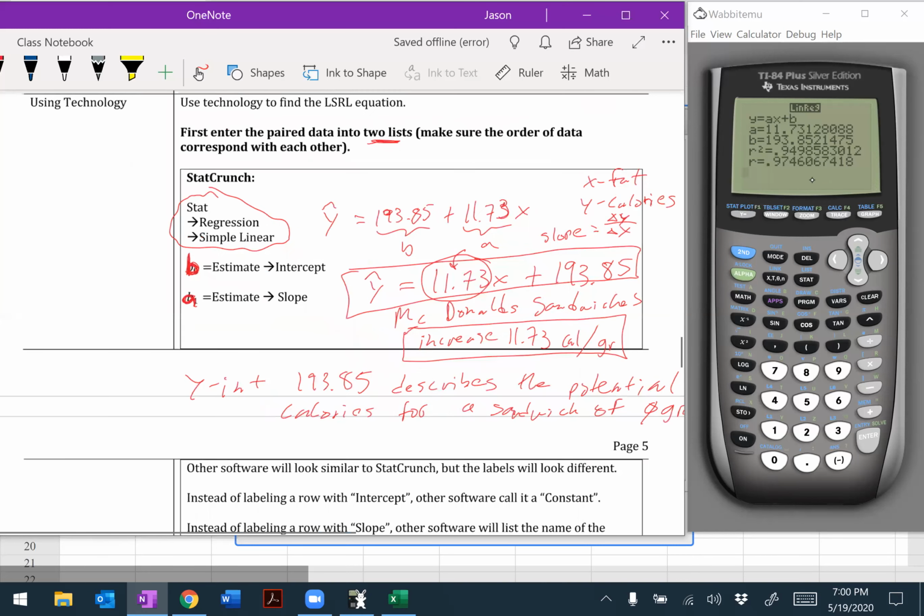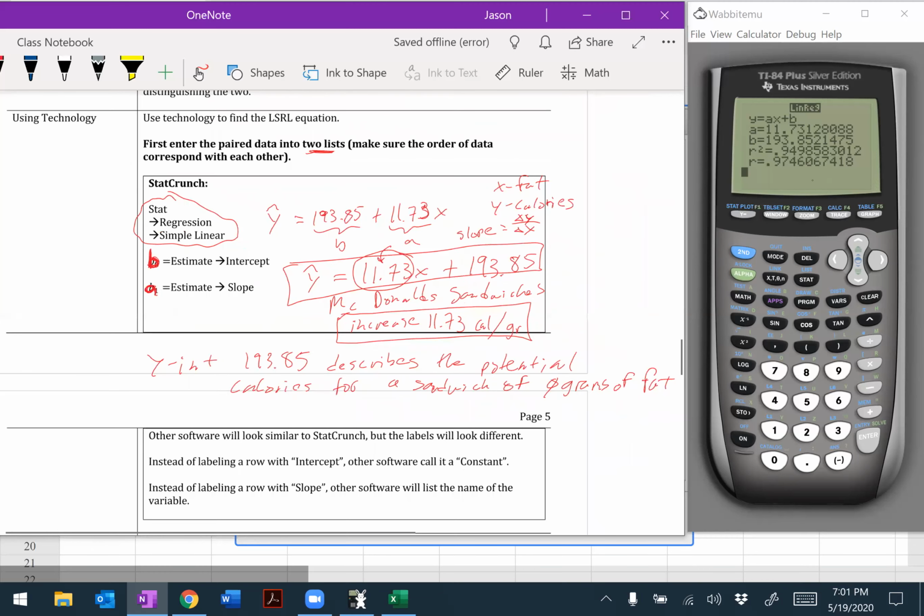It's the starting point. Now, could this ever go lower than 193? Well, I can't predict that, because we can't have negative calories. We can't keep going lower, and we also can't have negative grams of fat. If we start putting in negative numbers to try to get this to go lower, it's not going to work.